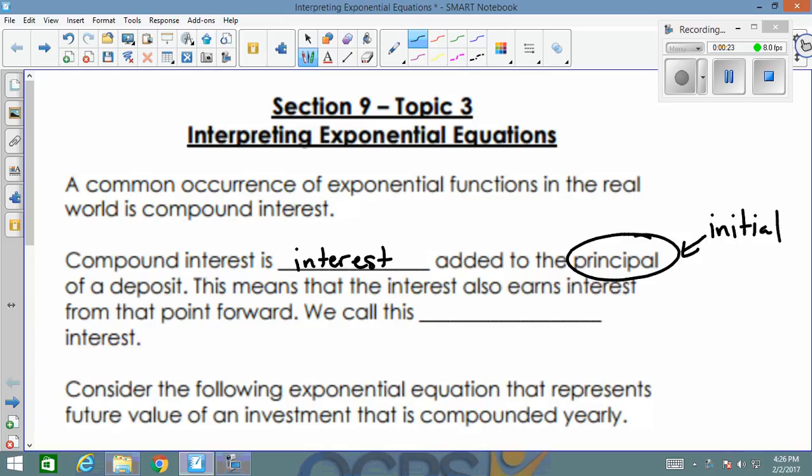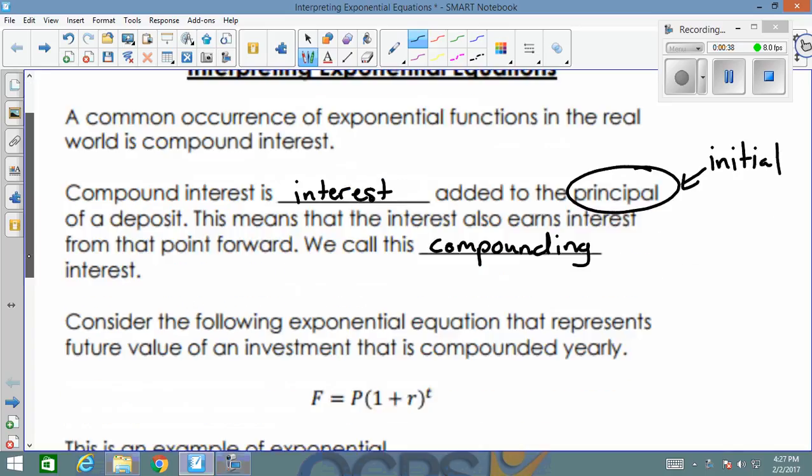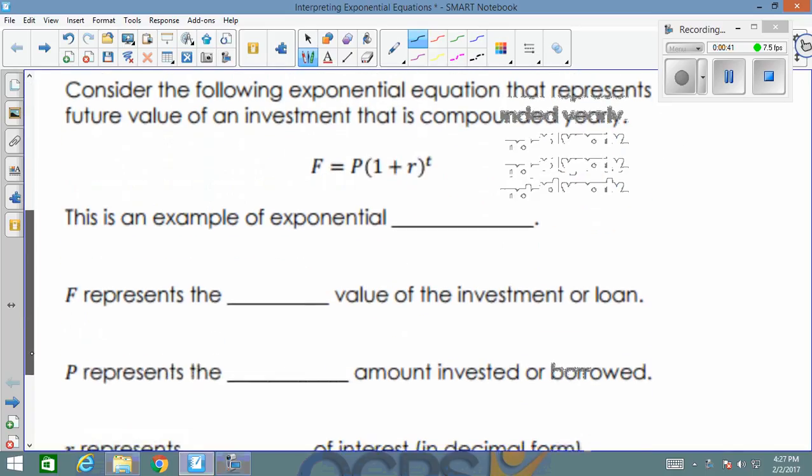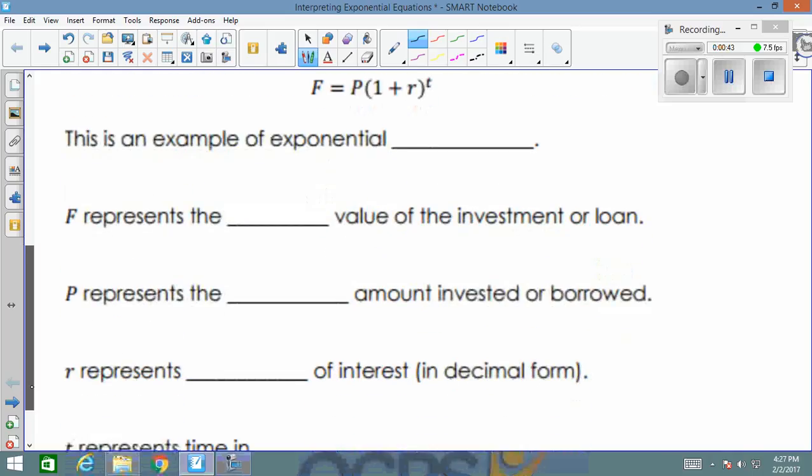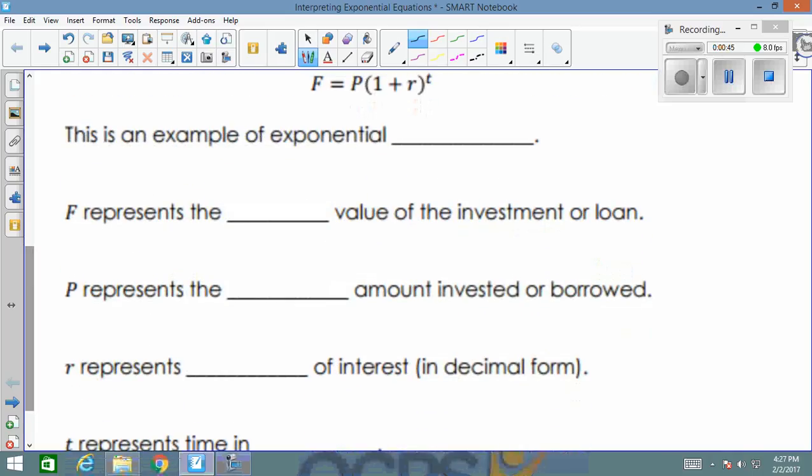Okay, so it's principal. This means that the interest also earns interest from that point forward. We call this compounding interest. Okay, so it says consider the following exponential equation. So this is just like the exponential, just the letters have changed. Okay, so this is an example of exponential growth. So it's an example of exponential growth.